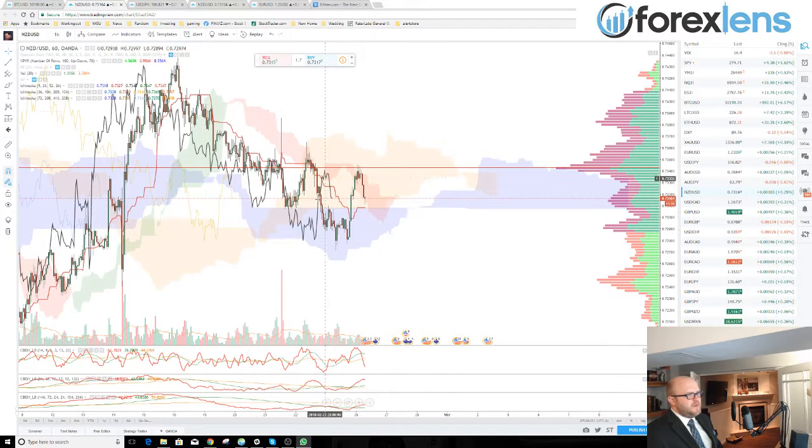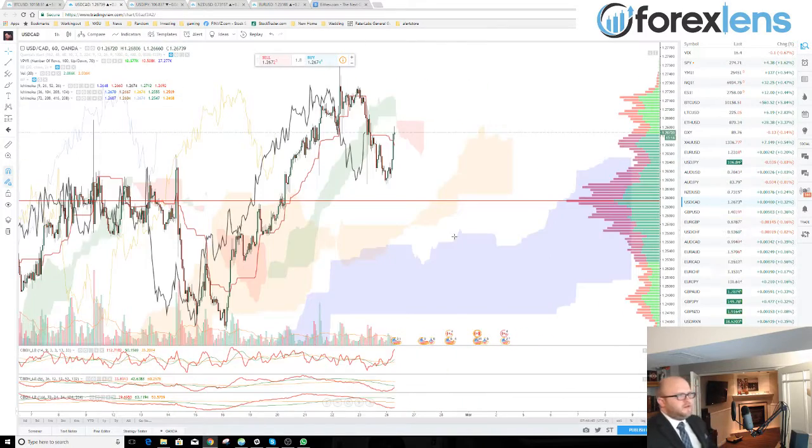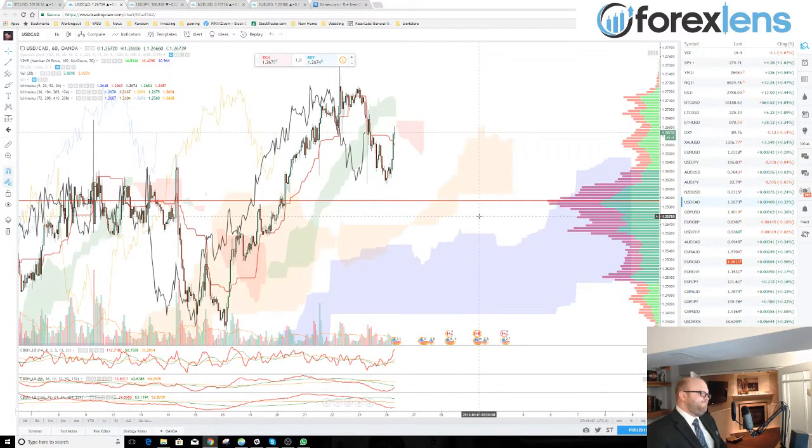With our stop kind of above here, we've got a good short area. Or if we want to be conservative, we could say at 172.8. USD/CAD, okay. I don't like it. Not looking like a good trade one way or the other.